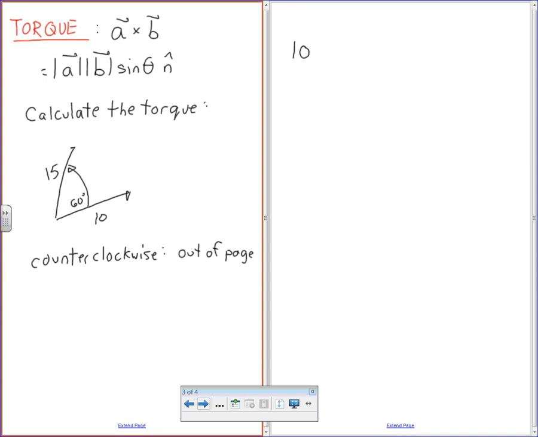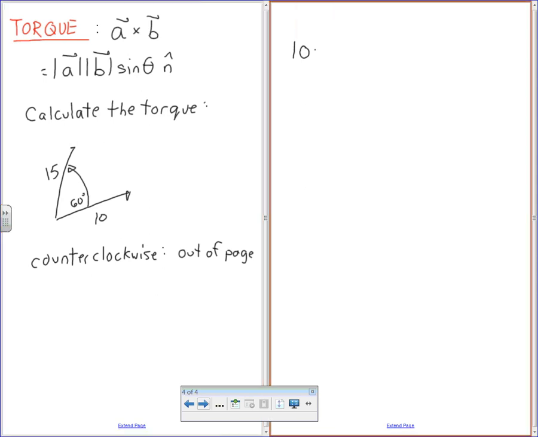So this is going to be 10 times 15 times sine 60. And the direction is going to be out of the page. So that's 150 times root 3 over 2, 125, 53. There's nothing even to it. This is like a one marker pretty much is all that function is, right?